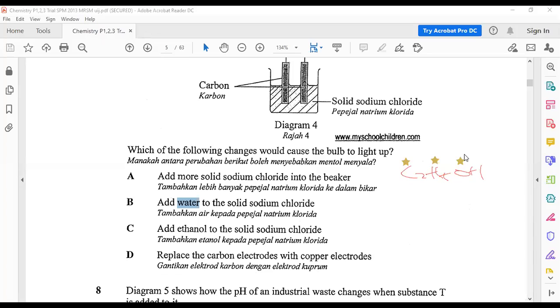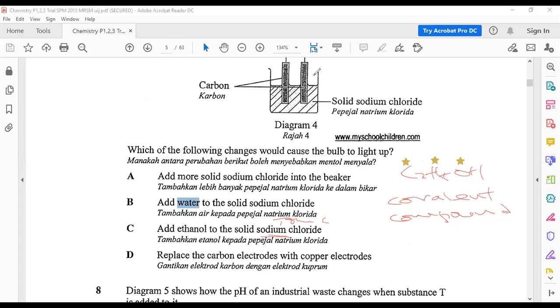Now, we continue. From here, we know that all the elements that form it are non-metals. When all are non-metals, it is actually forming a covalent compound. Okay, now when it is a covalent compound, it will not make this sodium chloride dissolve, because we know that sodium chloride is an ionic compound. When it is an ionic compound, it dissolves in water and it does not dissolve in organic solvent. Okay, now if you replace the carbon electrode with copper electrode, no point because it is not helping. It does not make the presence of the free moving ions.